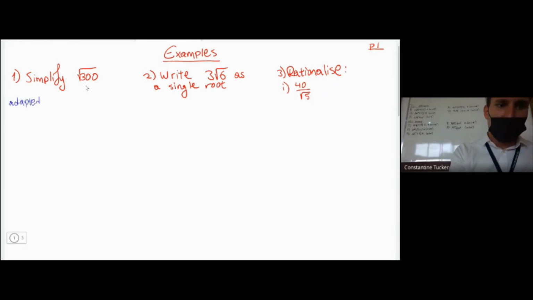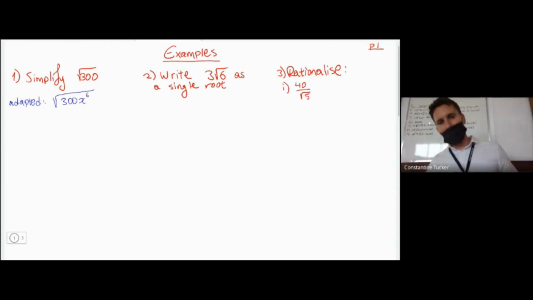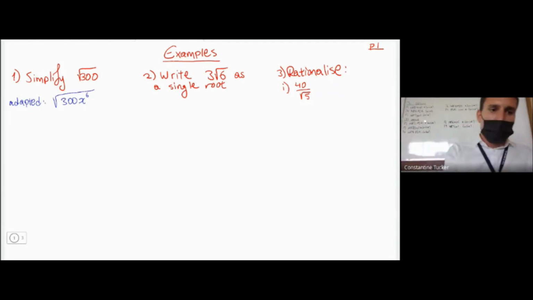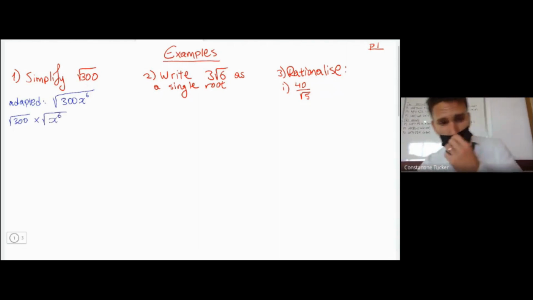It could be, for example, the square root of 300x to the power of 6. There you go. So now, theoretically, you can't really do it in your calculator. So how does this work? Well, if you have something like the square root of 300 times x to the power of 6, the way you would do it is you would break it down into the square root of 300 times the square root of x to the power of 6.